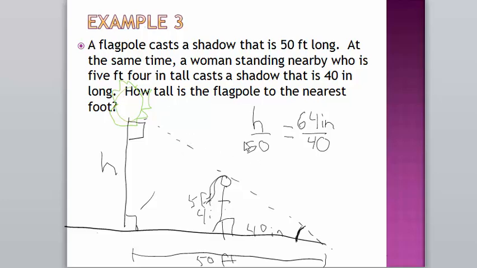So we just need to solve our proportion. Go ahead and cross multiply. 50 times 64 is 3,200 divided by 40. If my ciphering is correct here, I believe that is 80 feet. So the height of the flagpole is 80 feet. Does that seem reasonable? I hope so.